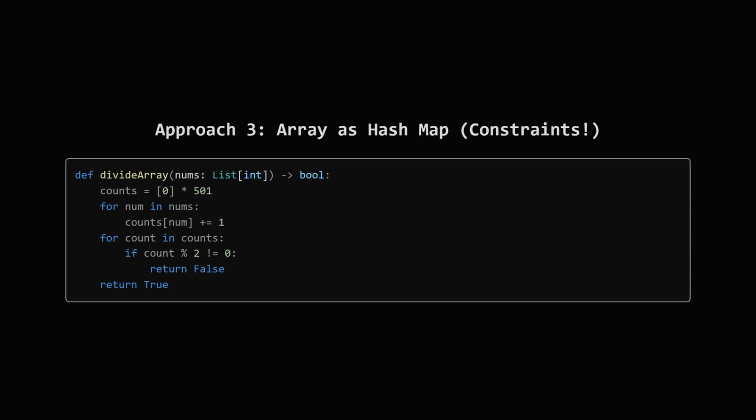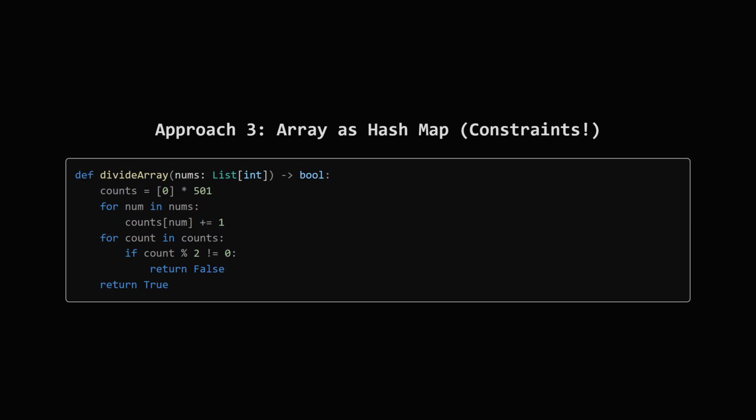Let's explore an approach that leverages the constraints of the problem for potentially even better performance in certain situations. The problem states that the values in nums are between 1 and 500, inclusive. This allows us to use an array instead of a hash map to count frequencies. We create an array named counts of size 501, initialized with all zeros. The index of the array represents the number, and the value at that index represents its count.